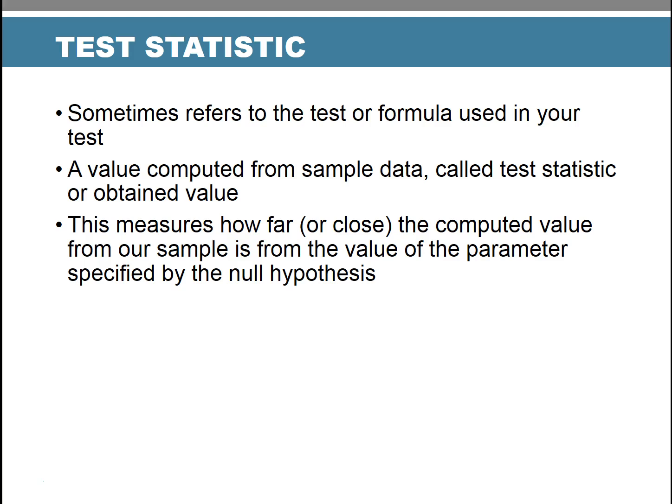This measures how far or how close we are from the value of the parameter specified by the null hypothesis. So a test statistic that's very close to the null hypothesis value would be small. A test statistic that's very large is going to be far away from the sample value, or excuse me, from the population value that's specified by the null hypothesis.